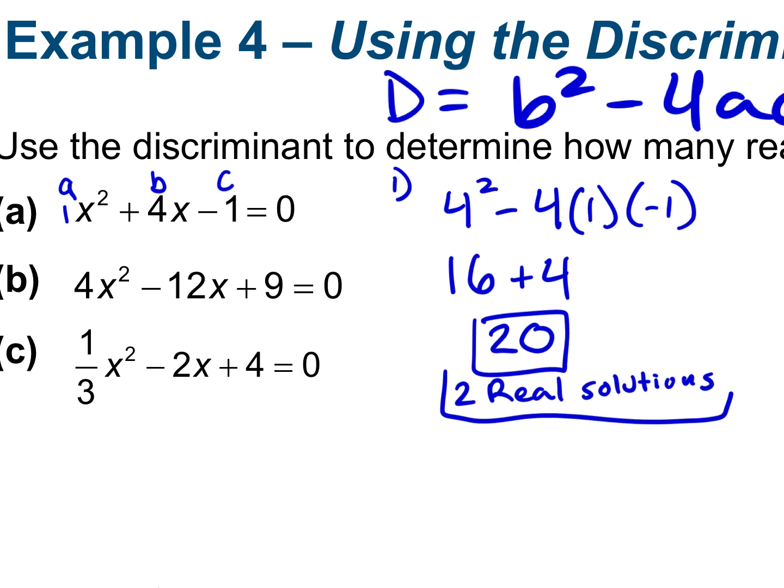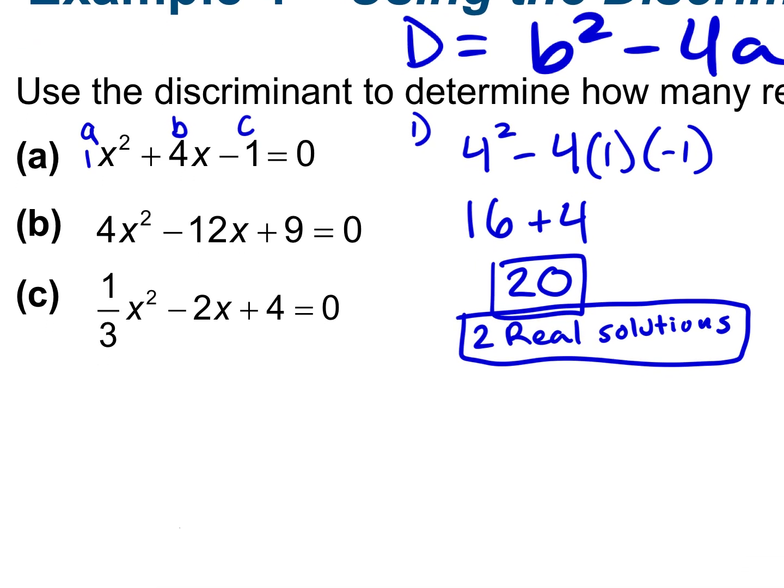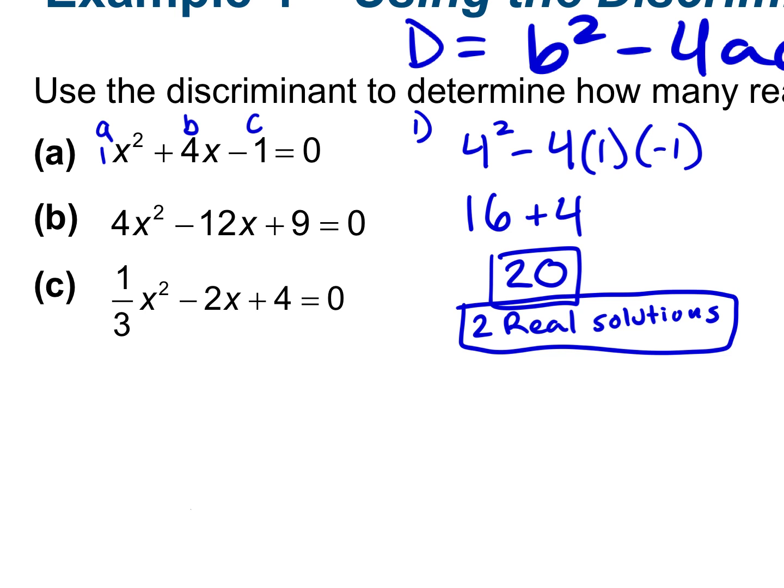So there's 2 parts to this question. You have to name the discriminant and determine how many solutions. Well, to find the solutions, you have to use the quadratic formula. Or you could factor it if it factors. This doesn't factor. So you'd either complete the square or use the quadratic to find the solutions. 20 isn't a solution. That's just our discriminant. And because it's positive, it tells us that we have 2 real solutions. Now for B.